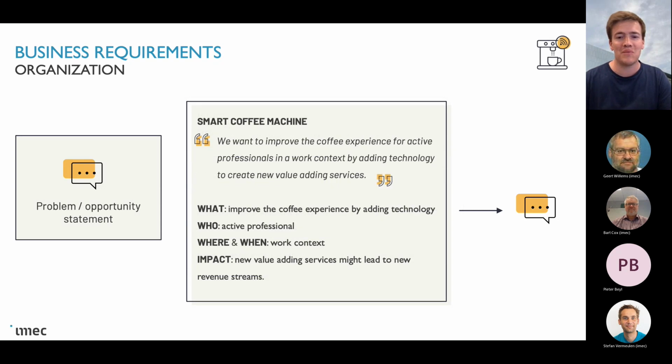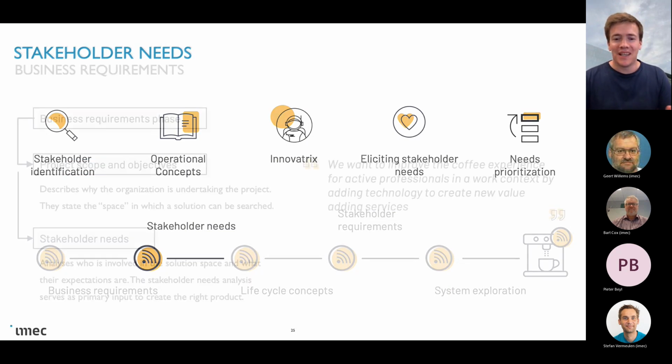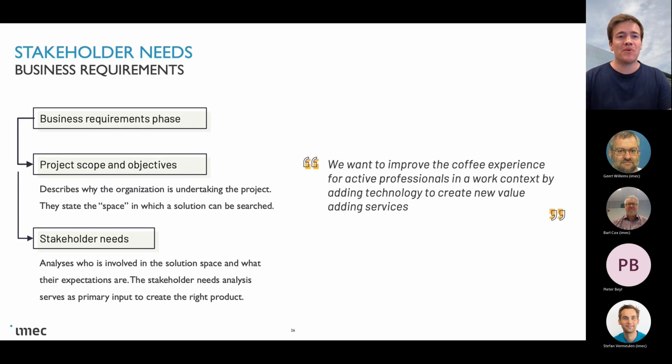So I filled that in for the coffee machine, but I'm just going to head off to the next because it's already quite late. Stakeholder needs. Basically, we have this business requirement phase, and the goal here is to scope what the project is and what the objectives are. Based on that, we can analyze who will be involved in the solution space that we just characterized and what their expectations are. So the stakeholder needs analysis serves as our primary input to create the right product. That means that we're actually solving or fulfilling a need.